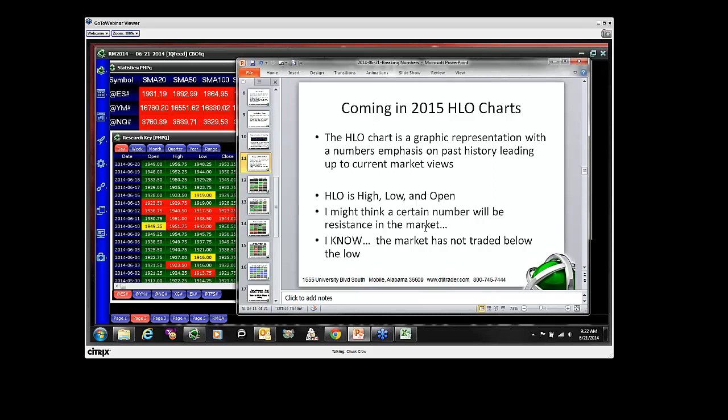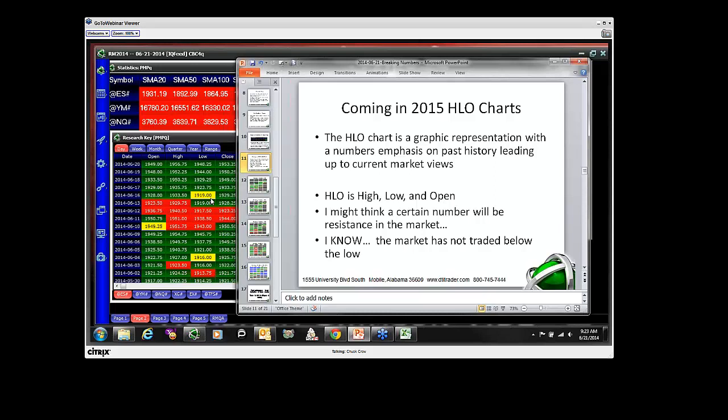So when we're looking at high, low, and open, you might think a certain number will be resistance in the market, but you know the market has not traded below the low. I know that 1919 number, which we saw on Friday of last week and on Monday of this week as a double bottom. You can see it in the chart, but I know it in the numbers as well. So as we were moving forward into this week, the market immediately gave you a sign that it could be going higher.